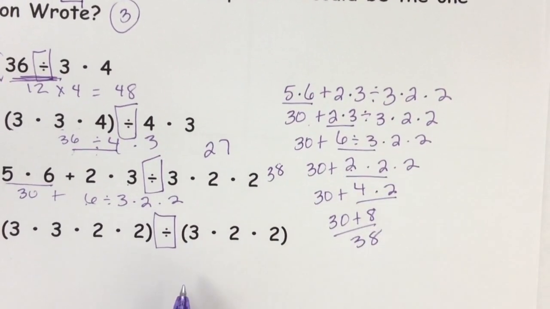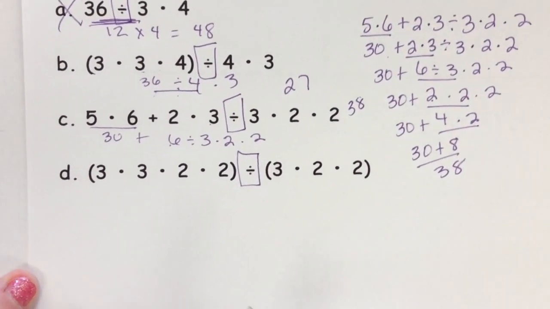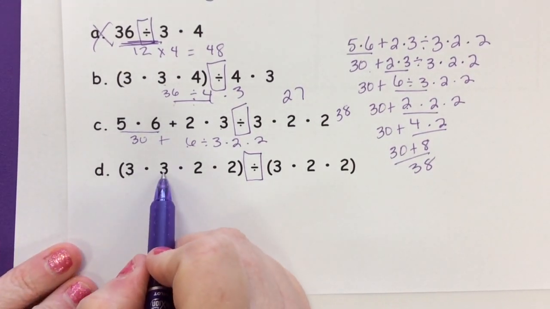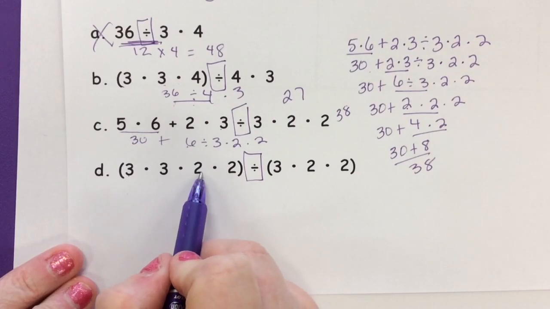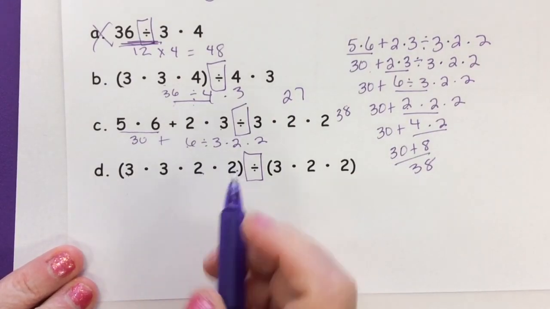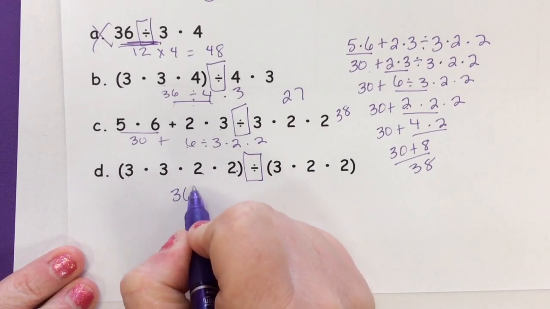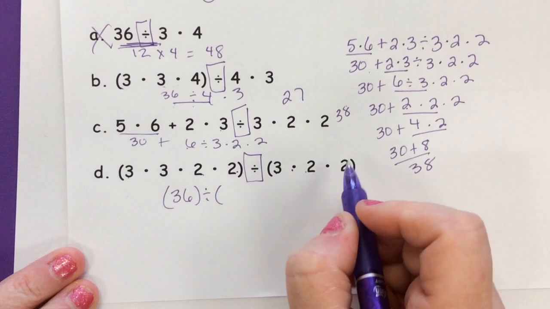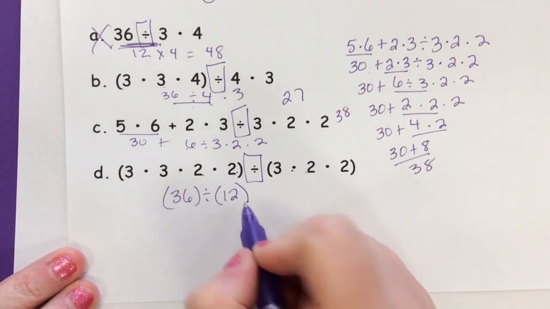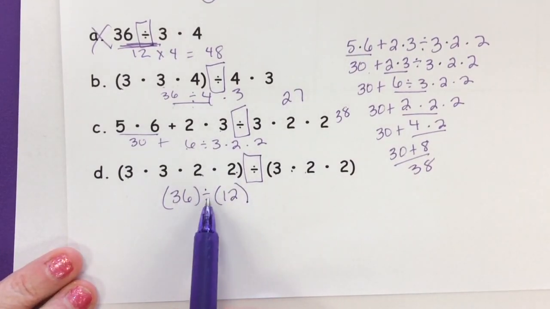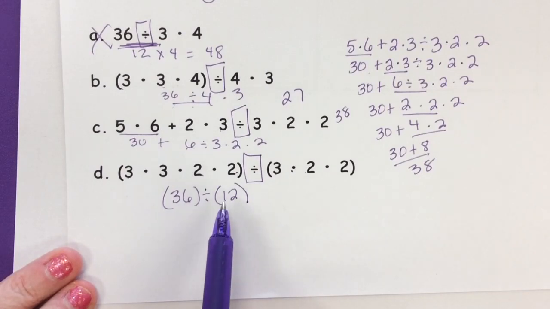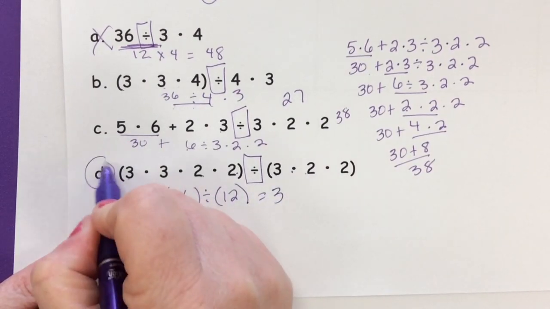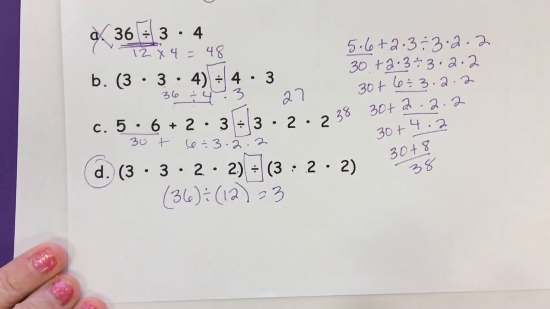Okay, now this one, I love this last one here because it is in parentheses. Okay, this one is in parentheses. 3 times 3 is 9, times 2 is 18, times 2 is 36. Okay, that's 36 in parentheses divided by 3 times 2 is 6, times 2 is 12. Okay, you see how that one worked? Those parentheses made a huge difference in the way we solved this problem. So 36 divided by 12 then would be 3. So the answer is D, but it's because of the grouping and the parentheses.